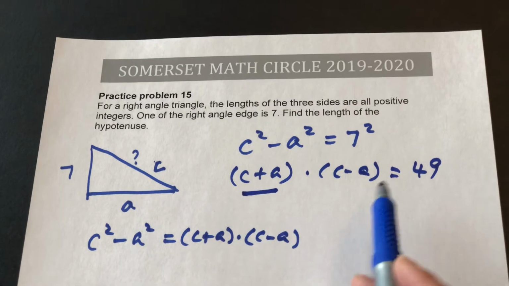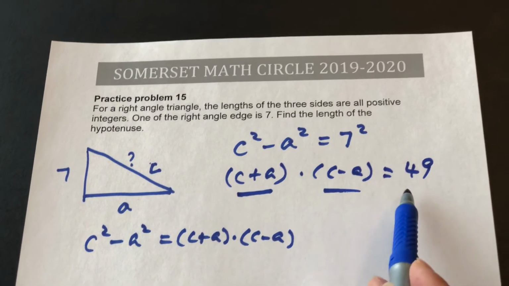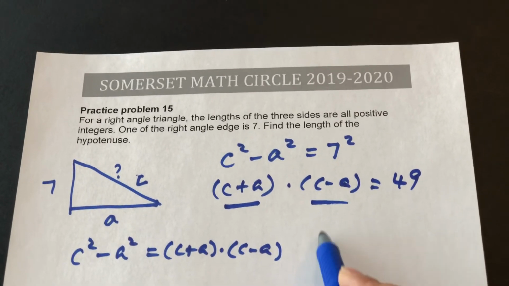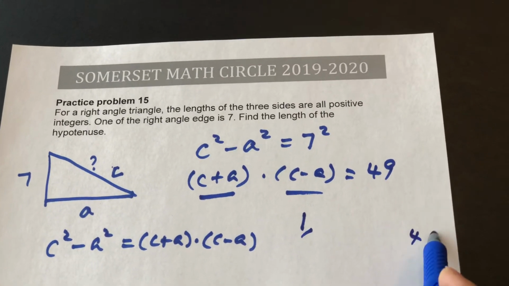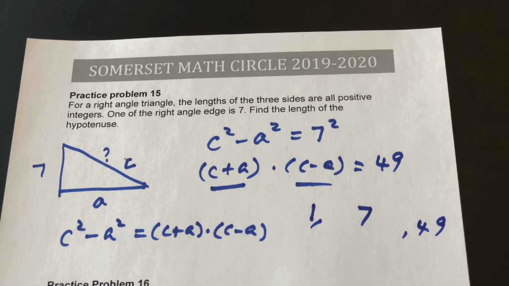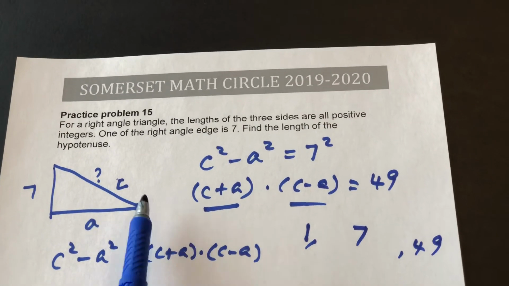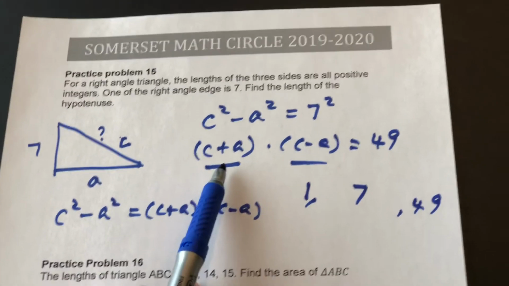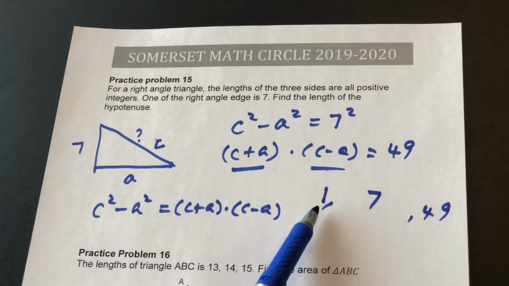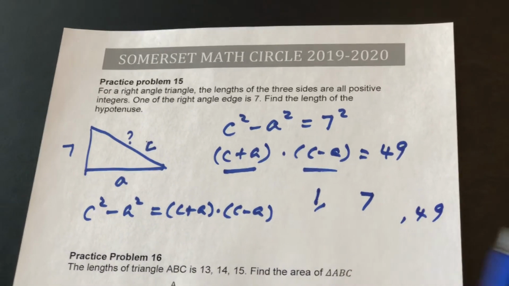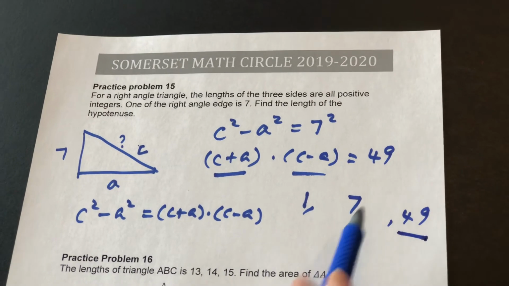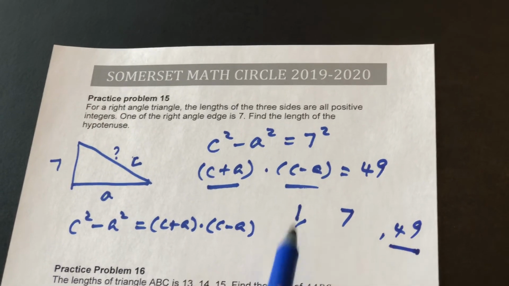Therefore, C plus A and C minus A have to be factors of 49. What are the factors of 49? 1 and 49 are the two outer factors, and in the middle there's a 7, okay? So either C plus A equals 49 and C minus A equals 1, or one of them has to equal 7, but that's not going to work. So the bigger one has to equal 49. The subtraction has to equal 1.